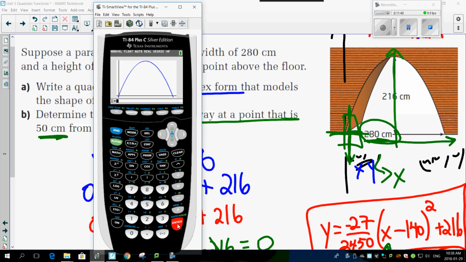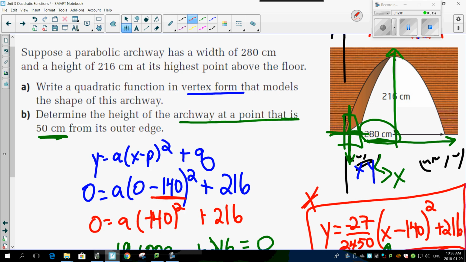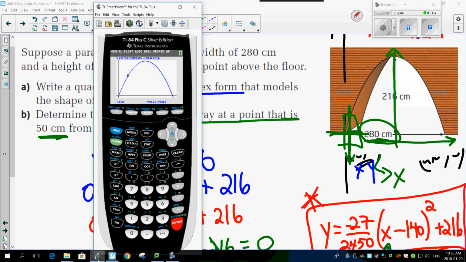Watch what happens when I hit that. It asks you, what's your X value that you're looking for? Well, I'm looking for an X value at 50. Hit enter and watch what happens. Does that number look familiar? 126.7? Yep, that's exactly the same. So you can actually calculate this algebraically like we did down here, or you can use your calculator like we did here and find the exact same answer.